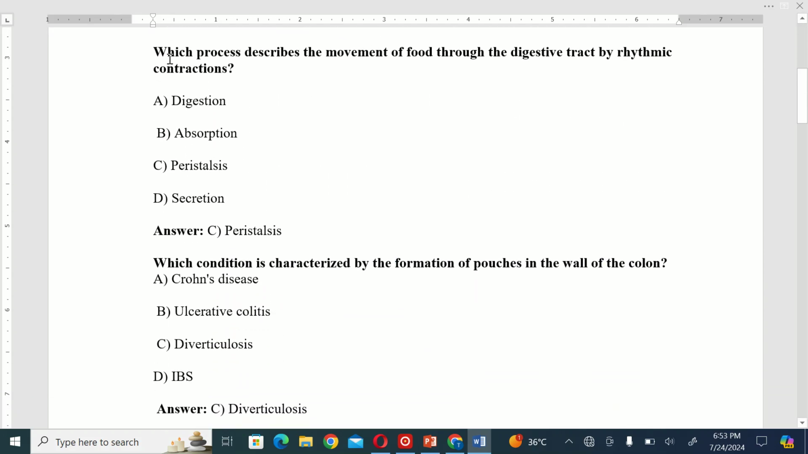The next MCQ is: which process describes the movement of food through the digestive tract by rhythmic contraction? A. Digestion. B. Absorption. C. Peristalsis. And D. Secretion. So the correct option is C. Peristalsis.